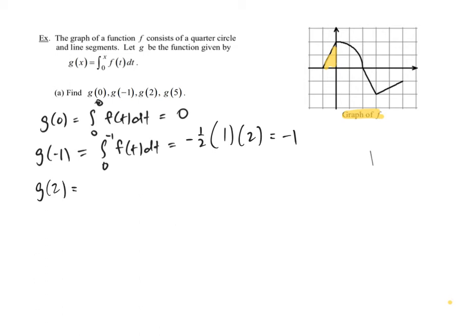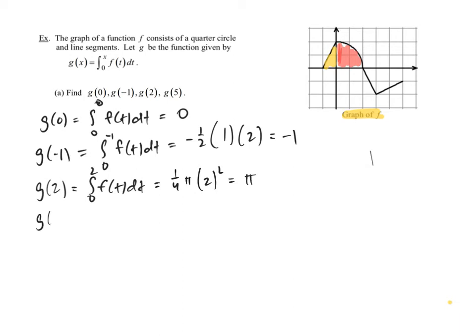For g of 2, that's going to equal the integral from 0 to 2 of f of t dt, and so I'll do that in a different color. That's going to be represented by this region right here. That's a quarter of a circle with radius 2, and so that value is going to be 1/4 of pi times the radius squared, and so that will equal pi.